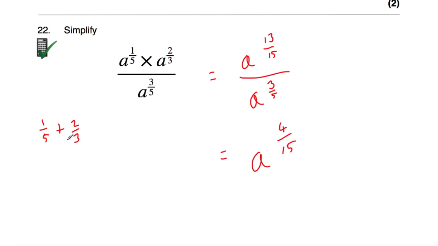plus 2/3, again a common denominator, which would have been 15 and 15. And to get from 5 to 15, you would times by 3. So you times the numerator by 3, so that would be 3/15. And to get from 3 to 15, you times by 5, so you times the numerator by 5, so that would be 10/15. And then if you add them together, that would be 13/15. So that's how we done the first bit.